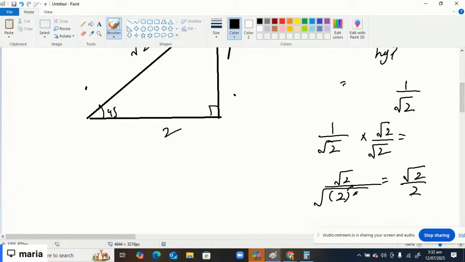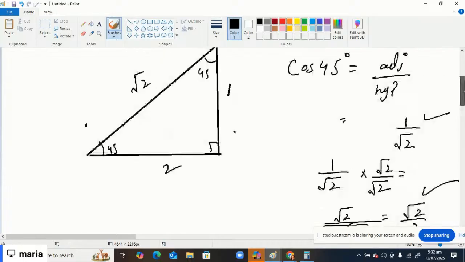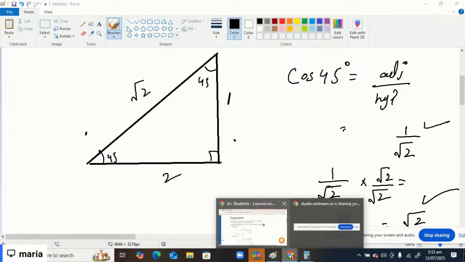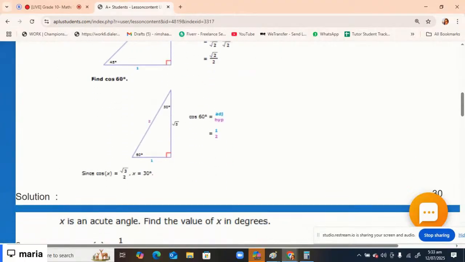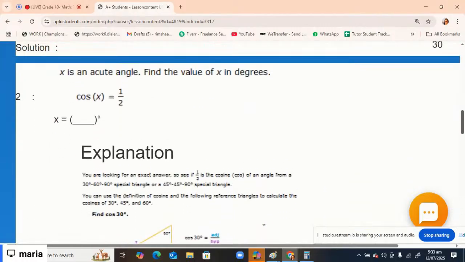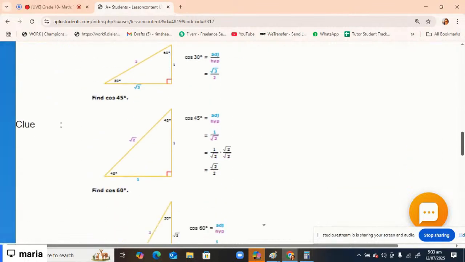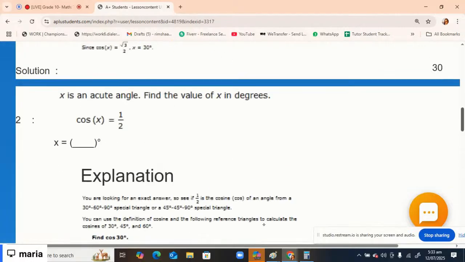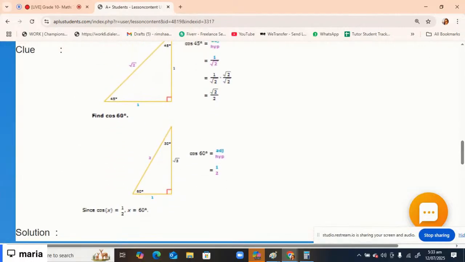If you want to put it this way, it is also right, and this way is also right. This is for the cos; I'm only writing it out here for the cos angle. Now these are the values for sine and cos. Now if you want to find cos 60, then you use another triangle. Now x is an acute angle, find the value of x in degrees. Same thing: look at this, this is 1 by 2, so this is the value of cos 60.